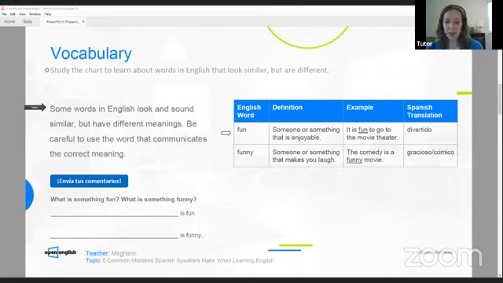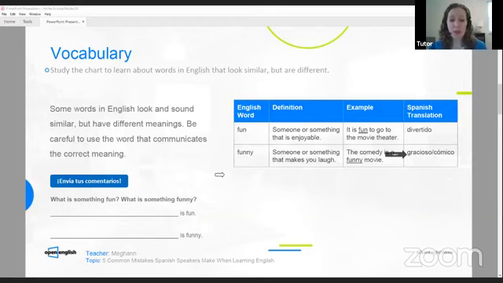Okay, so we have an example here. For example, the English words fun and funny. These are different in English. Fun means someone or something that is enjoyable. And funny is someone or something that makes you laugh. Te haga reír. So for example, it is fun to go to the movie theater, and the comedy is a funny movie. Fun es divertido, funny es gracioso o cómico.